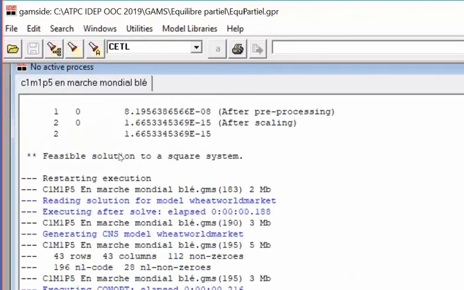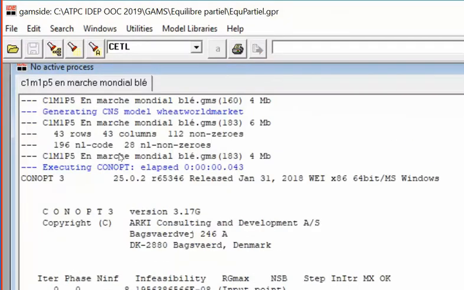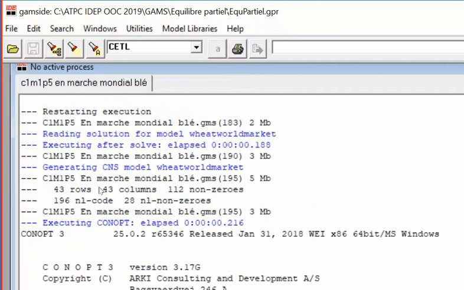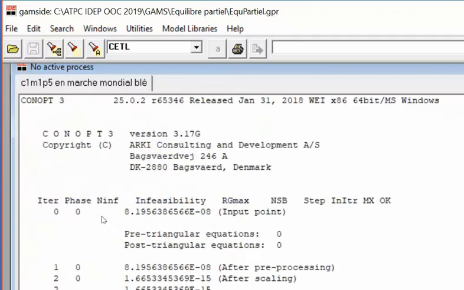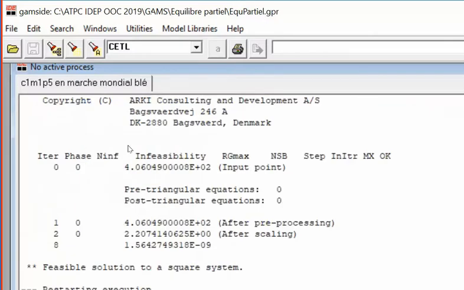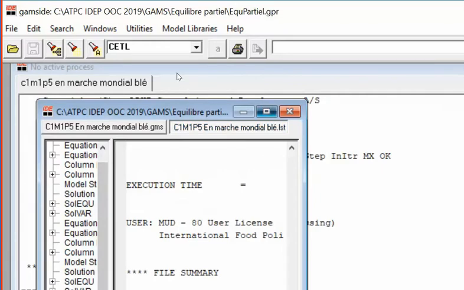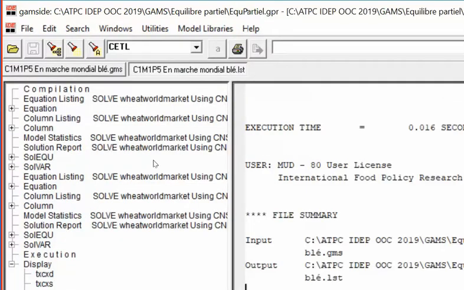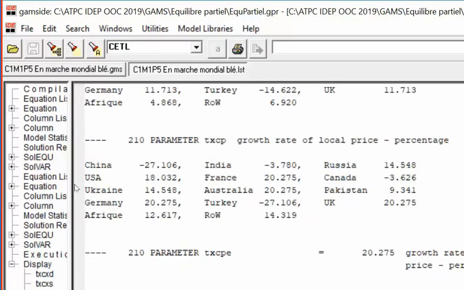so the first solve, you see that the initial infeasibility is very close to 0. Then the second shock, the second solve, you got an initial infeasibility which is close to 406. Okay, so it's normal. If you look at the results, you've got the results here.